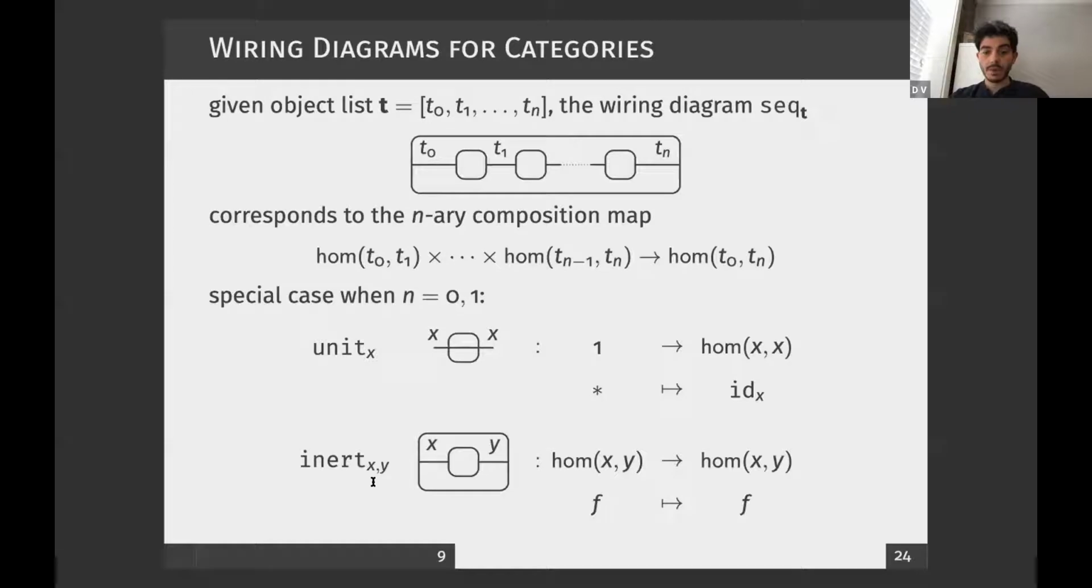Now, inert corresponds to a unit in a more meta sense, in the sense that it is the unit on the Hom itself. This just says that if you only have two objects, then the composition for that single arrow, that single Hom, is just do nothing to that Hom. Keep it as is. So send F to F. It's inert because in the composition of wiring diagrams, this acts as the identity morphism there.